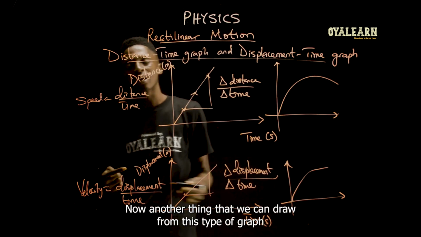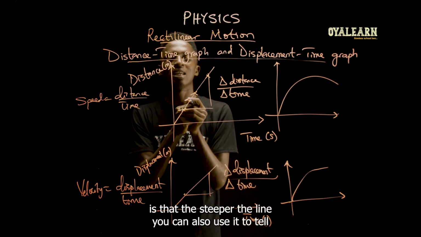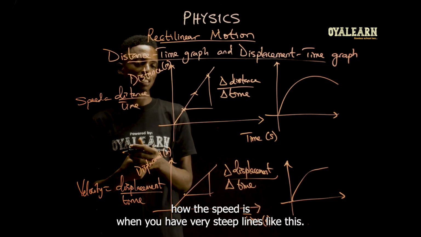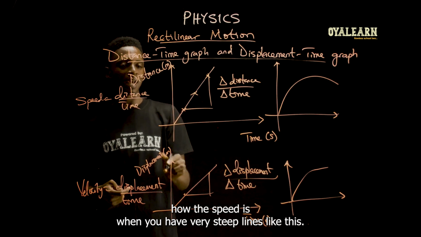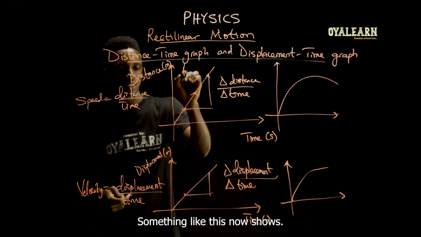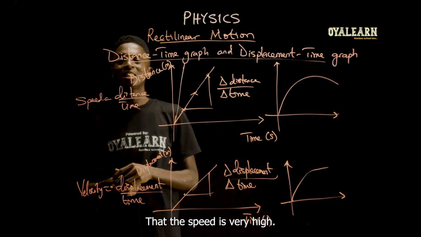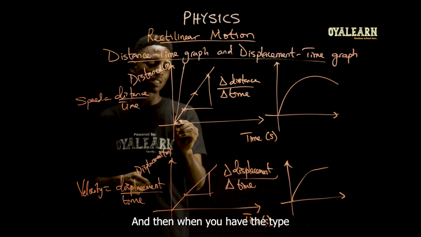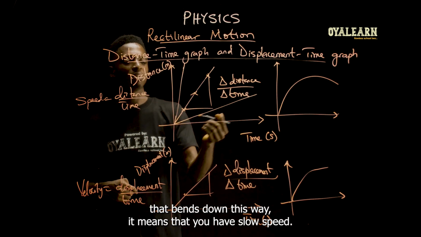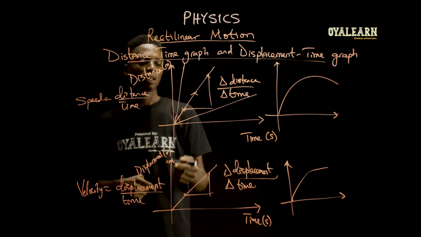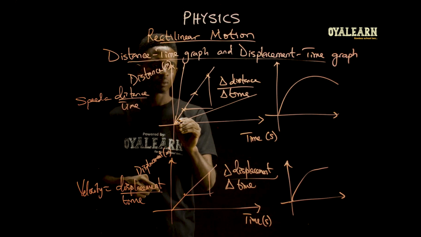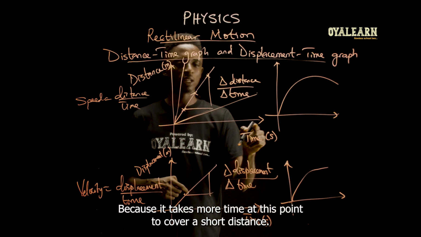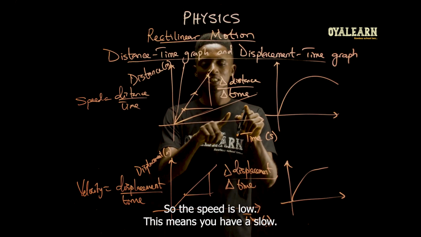Now another thing that we can draw from this type of graph is that the steeper the line, you can also use it to tell how the speed is. When you have very steep lines like this, it shows that the speed is very high. Okay, and then when you have the type that bends down this way, it means that you have slow speed, right? Because it takes more time at this point to cover a short distance. So the speed here is slow.